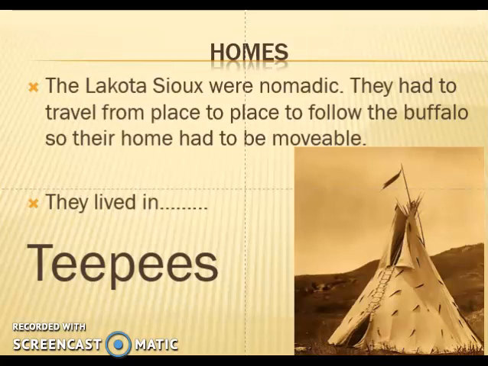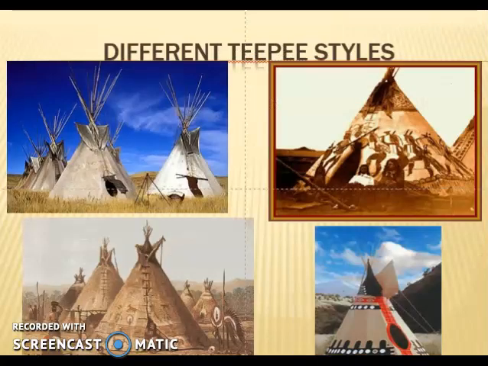They made teepees from long wooden poles covered with bison or buffalo hides. So just like we had deer skins with the Powhatan, they used buffalo to make their houses. And their houses are very movable. There's a video to watch after this of how to move a teepee. Here are some different teepee styles. And you can see that they decorated them.